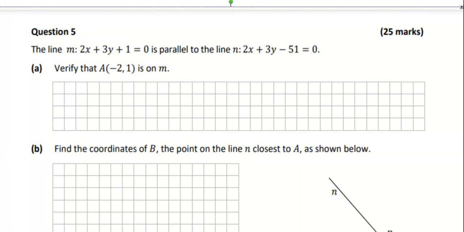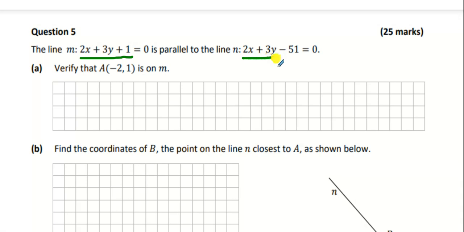5. Now we have two parallel lines, 2x plus 3y plus 1 and 2x plus 3y minus 51. The reason I know they're parallel is because of these parts being the same, the 2x and the 3y and the other 2x and the 3y. They're identical beginnings, and the only thing that differs is the number at the end, and that's how I know they're both parallel.